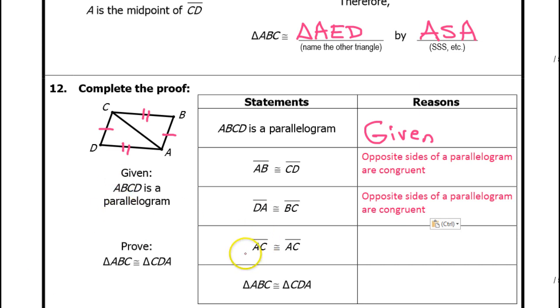All right, but then, of course, segment AC will be congruent to segment AC because of the reflexive property. All right, and now we can go ahead and say that the two triangles are congruent by side, side, side.